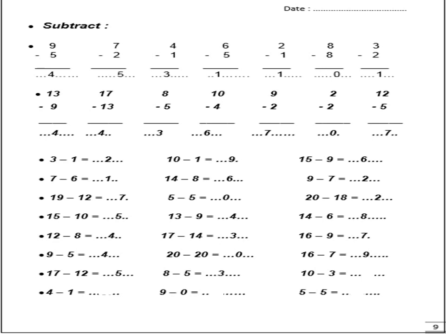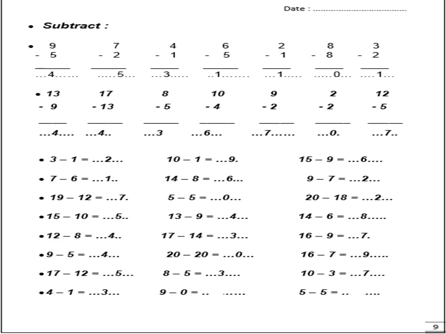10 minus 3, we count from 3 until we reach 10. After 3, 4, 5, 6, 7, 8, 9, 10. So the answer will be 7. 9 minus 4, we count from 4 until we reach 9. After 4, 5, 6, 7, 8, 9. So the answer will be 5.